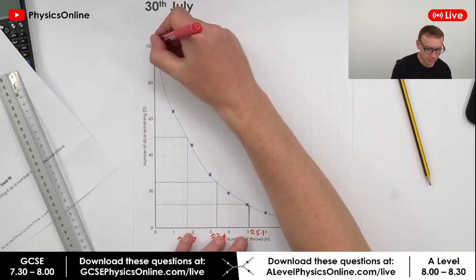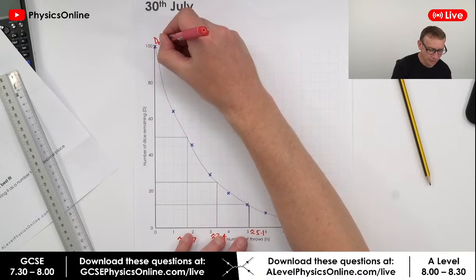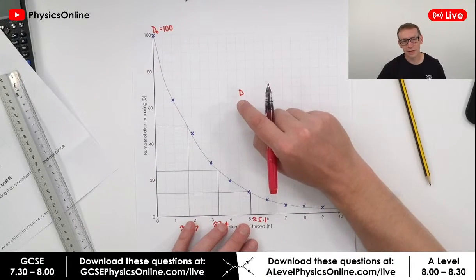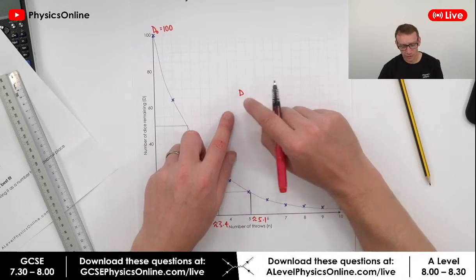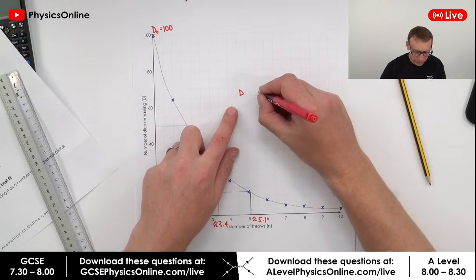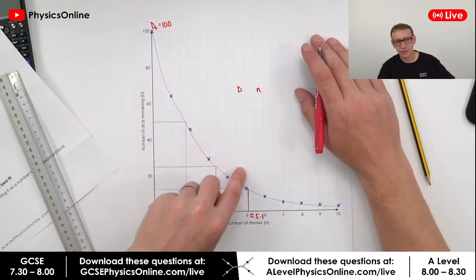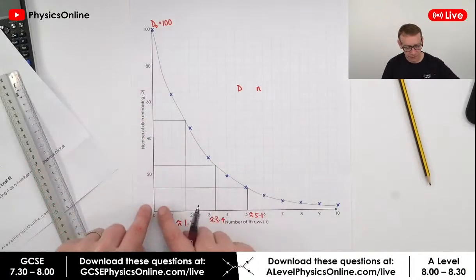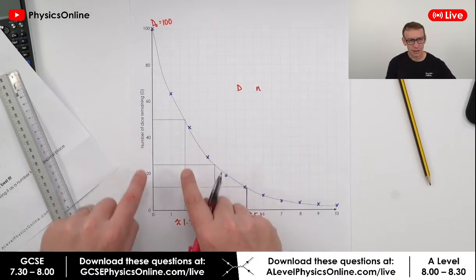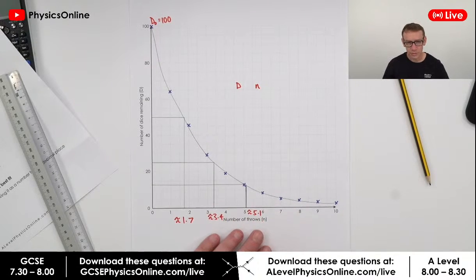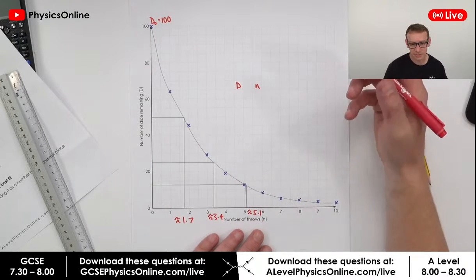And the number that we started with, we could call that D0. So that's the original number of dice. And the number of dice left, D, depends on the number of throws, N. We can also see that we have this exponential decay because over the same time period, it halves, and it halves again. So we're going to have some kind of exponential decay.